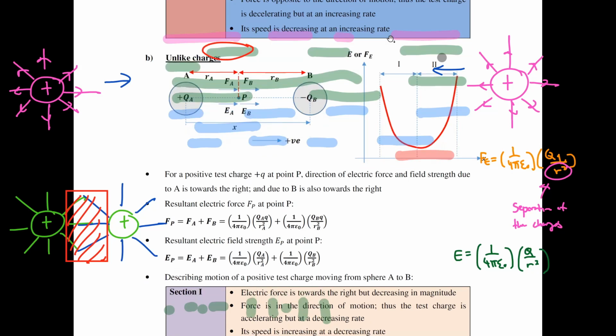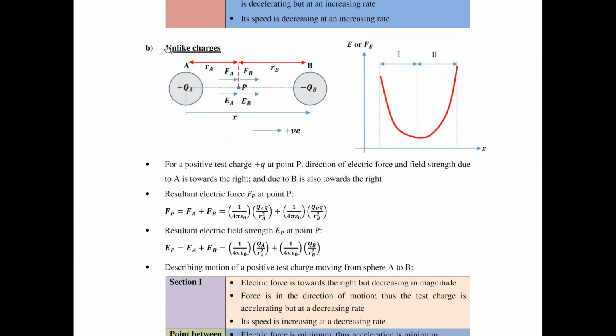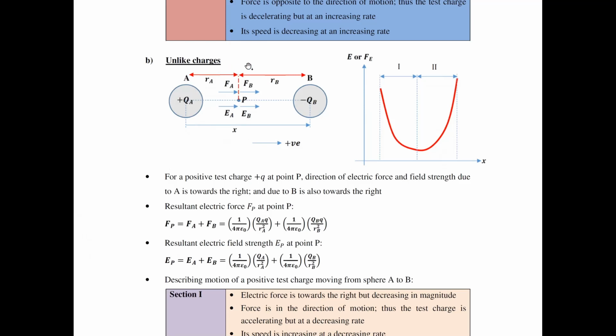You go on to the next page. This one is another different example. The one that I just went through with you is for like charges, meaning to say the charges have the same sign. But what if you have a case where they do not have the same sign? They are unlike charges, meaning to say one of them is positive, one of them is negative like this. So you are going to do the same analysis the same way. If you are interested in a point P along a line joining the two spheres, you need to consider again the individual effects due to each sphere before combining them together.